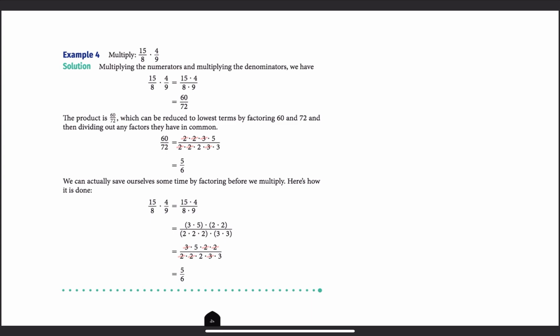All right, so let's have a look at this example. So let's multiply 15 over 8 times 4 over 9. So when we multiply fractions, we multiply straight across, numerator times numerator, over denominator times denominator. 15 times 4 is 60. 8 times 9 is 72. Now, 60 over 72 is correct, but it's not reduced. So I always want to look for an opportunity to reduce to lowest terms.